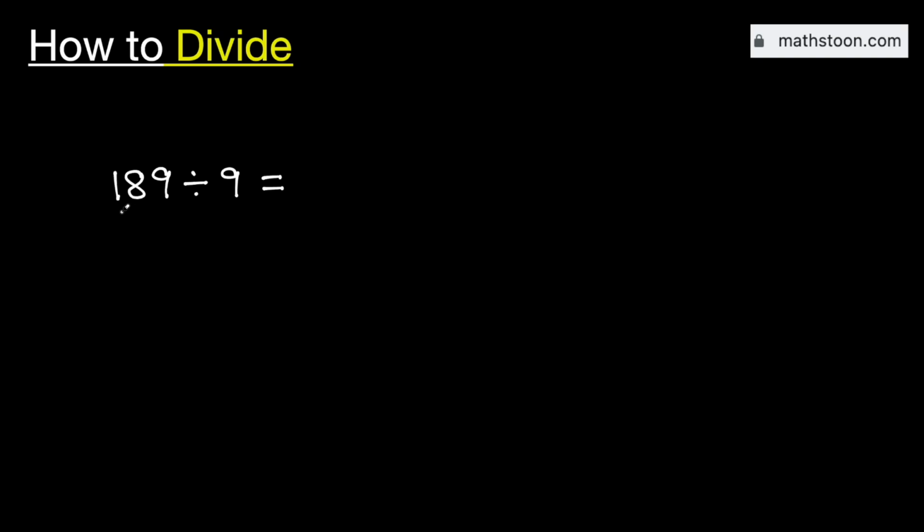Video, let us learn how to divide the number 189 by 9 using the long division method. As 1 is less than 9, we will consider the number 18. From the multiplication table of 9, we know that 9 times 2 is equal to 18.